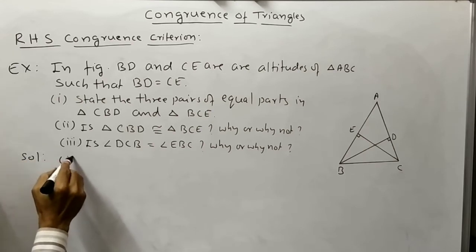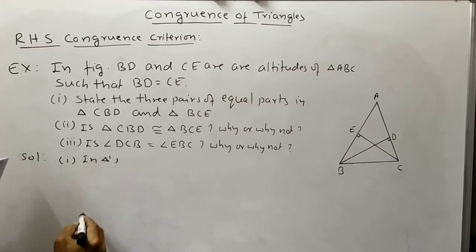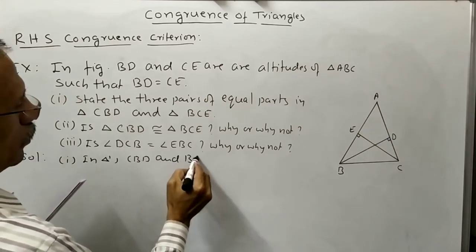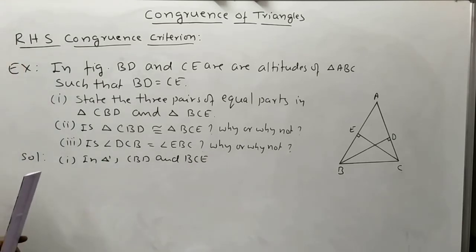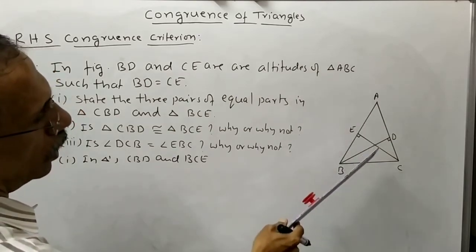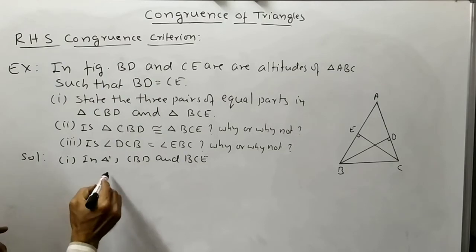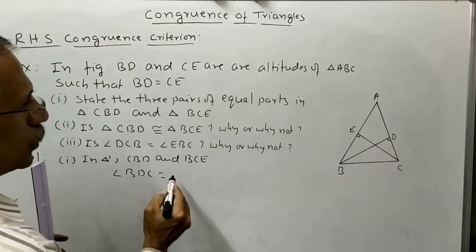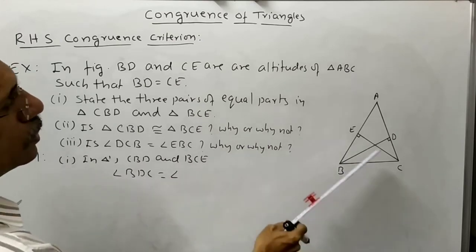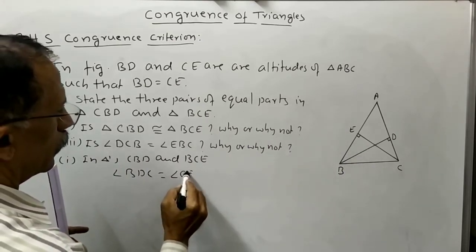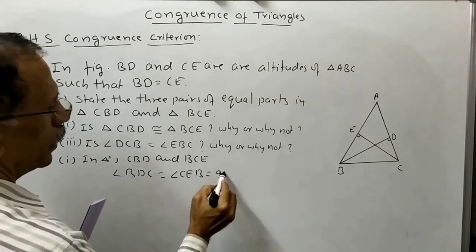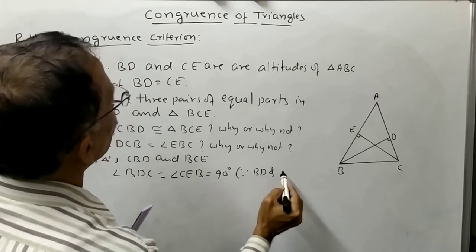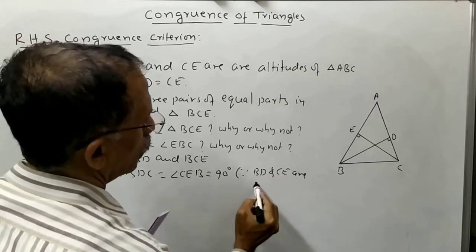Solution. Number 1. In triangles CBD and BCE, angle BDC is equal to angle CEB is equal to 90 degrees, because BD and CE are altitudes.